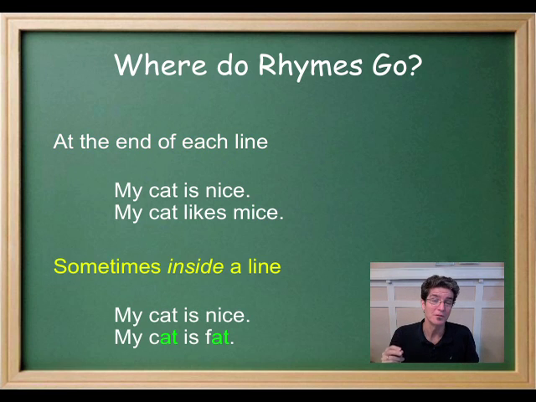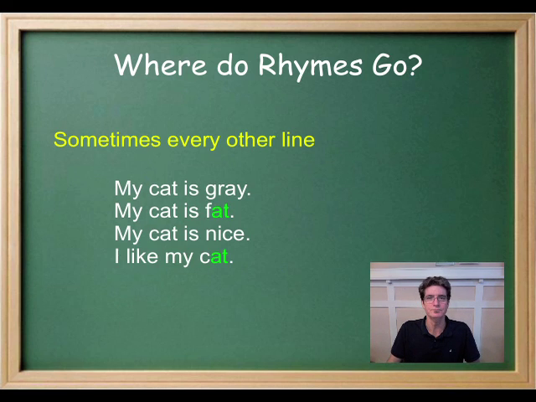Now, sometimes you can have a rhyme inside of a line, like this example. I said, my cat is nice, my cat is fat. Now you hear that rhyme? I used cat and fat inside of a single line. Now in this case, I think I might want to then rhyme the word fat in another line. Let's see how we might do that.